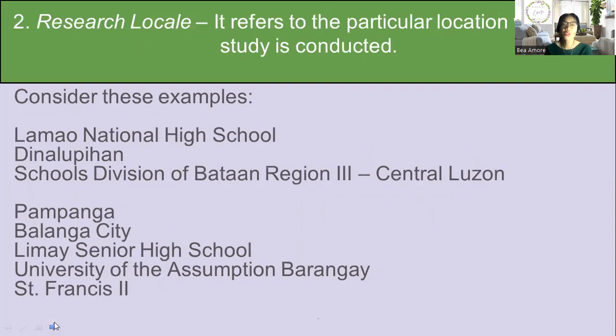When we say research local, it refers to the particular location where the study is conducted. Examples: Lamao National High School, Dinalupihan, Schools Division of Bataan, Region 3, Central Luzon, Pampanga, Balanga City, Limay Senior High School, University of the Assumption, Barangay St. Francis II.